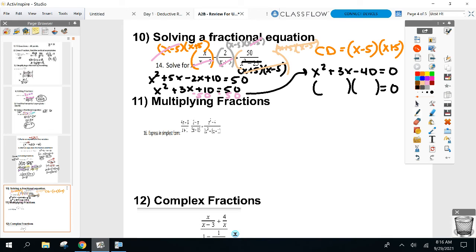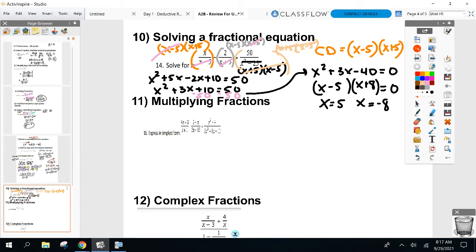8 and 5. Oh, it's got some signage for me. Would be -5 and 8. Yep. Okay, everyone ready? X equals 5 for one possible answer. X equals -8 for another possible answer.